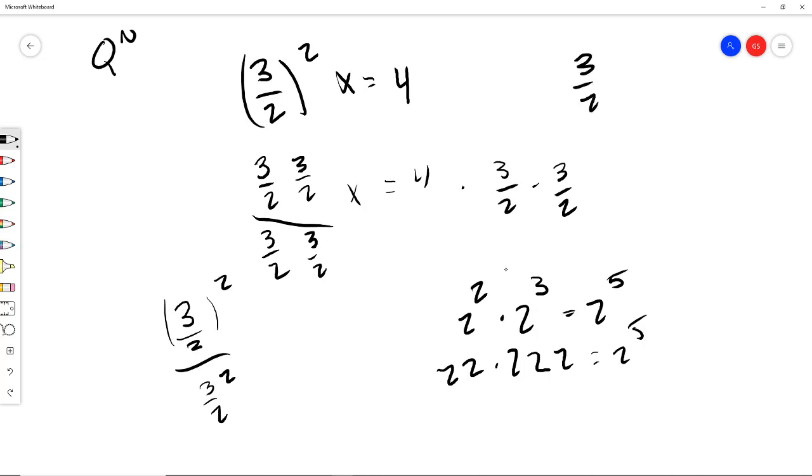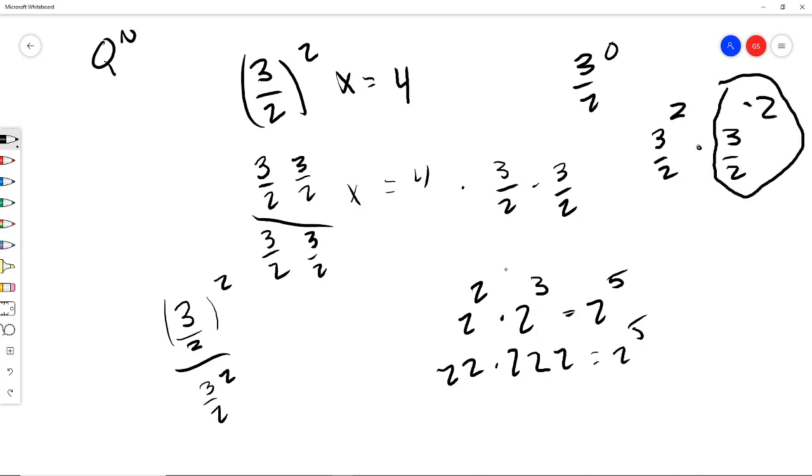Really, our goal is 3/2 to the 0. And if we have 3/2 squared, then what we want to multiply by is 3/2 to the negative 2, because when the exponents add, they get 0. And this right here is the same thing as this bottom part, or at least 1 over that.